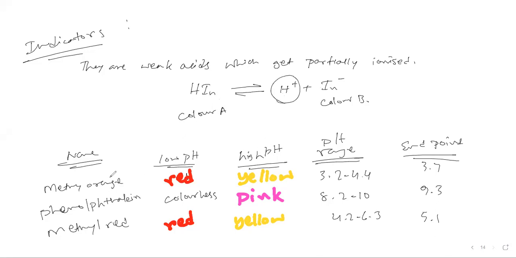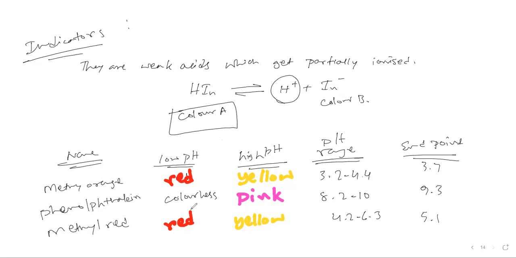Now there are 3 types of indicators: methyl orange, phenolphthalein, and methyl red. When they are in their actual state, they have a certain color, and when they're ionized, they have another color. This color is based on the anion, which, when they are in their ionic state, when dissolved, shows this color. At a low pH value, methyl orange has a red color, and at high pH it shows a yellow color.